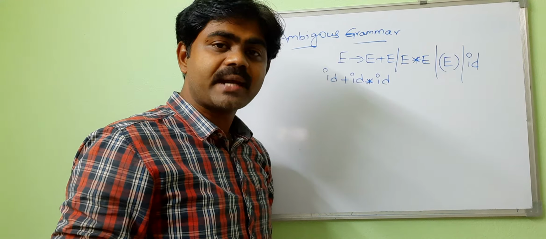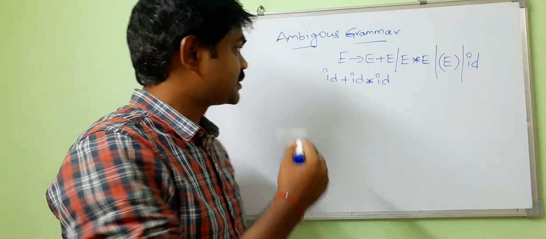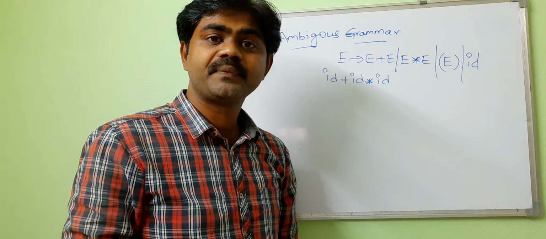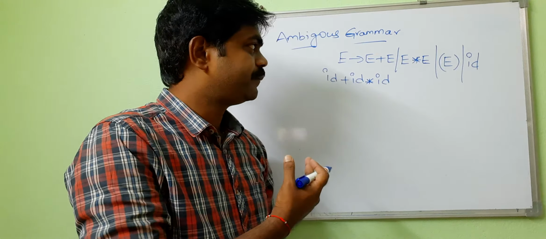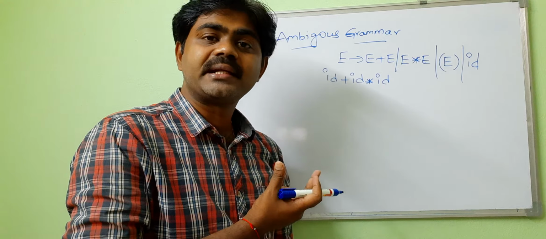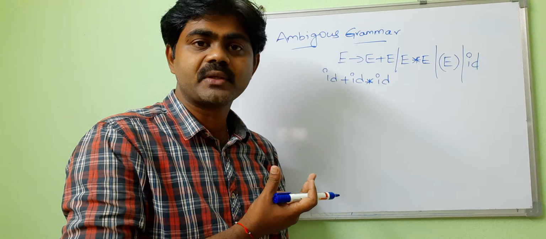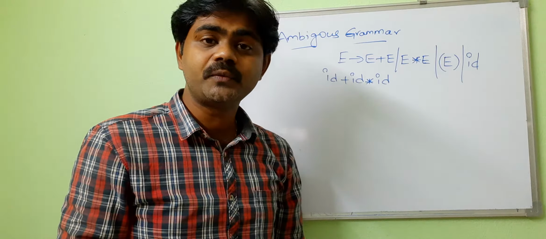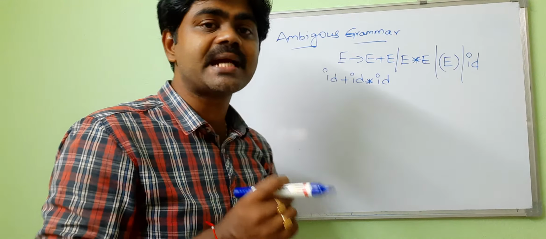So let's take this grammar here. What is this grammar? E tends to E plus E, or E into E, or ID. Now we'll check whether this grammar contains more than one parse tree. We need to generate the string ID plus ID into ID. So let's start with the starting symbol.